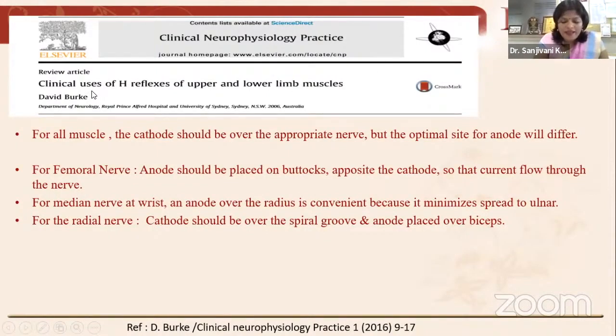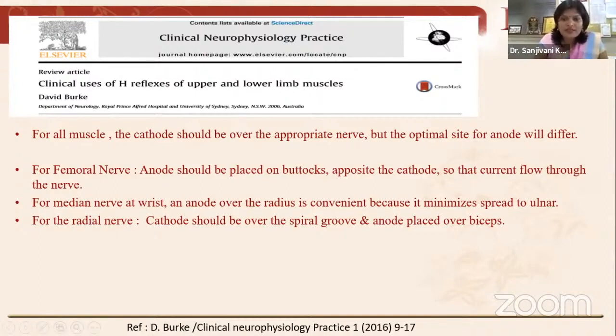Next, clinical articles. From the initial point, I am saying H reflex we can use for spasticity, but how will we recommend it, how will we believe that? For all academicians, what is most important for us is the article. So on that basis, the clinical use of H reflex of upper and lower muscles.